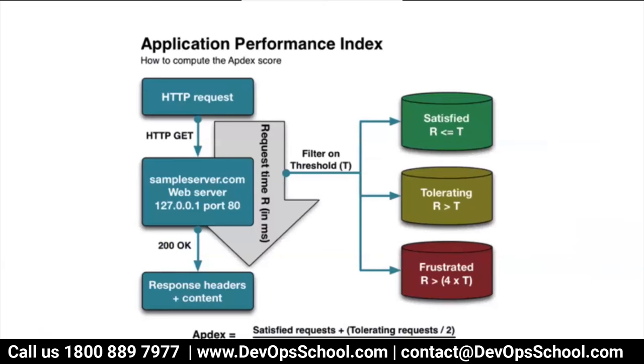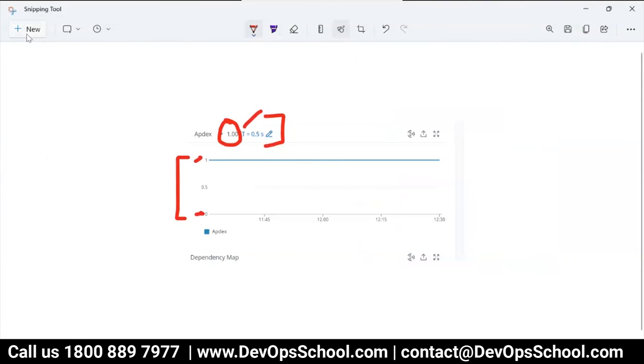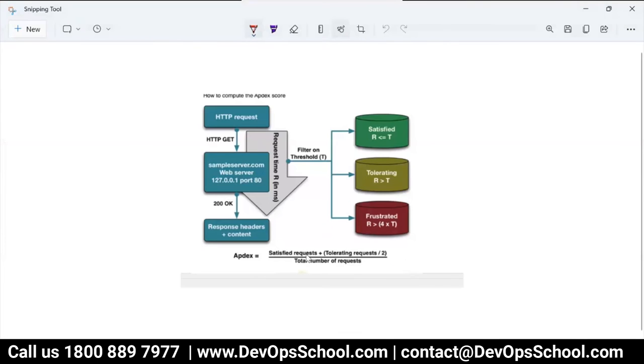So how does it work? Let's look at this image. It's a very, very important image. Guys, let me take a screenshot of it and then discuss. Now see, the request happened and the response got generated. So can we call this the response time, R? This starting and ending represents R. All of you, can we do that?